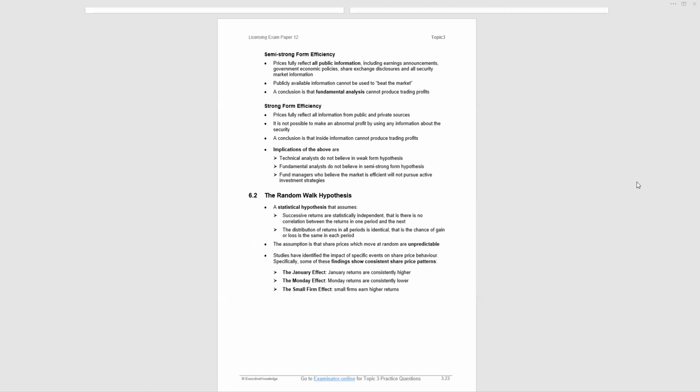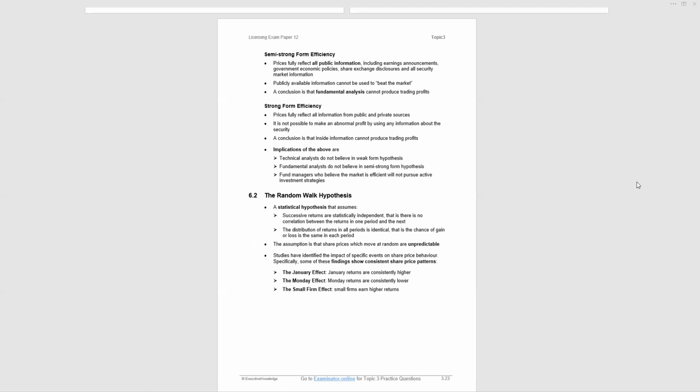The assumption is share prices, which move at random, are unpredictable. However, studies have indicated the impact of specific events on share price behavior. Specifically, findings show consistent share price patterns in three situations. First of all, the January effect. Research has shown that January returns are consistently higher than other months. Turn of the year, New Year resolutions, all sorts of things. The Monday effect: people have found that Monday returns are consistently lower than other days of the week. And the small firm effect shows small firms earn higher returns generally than larger firms.